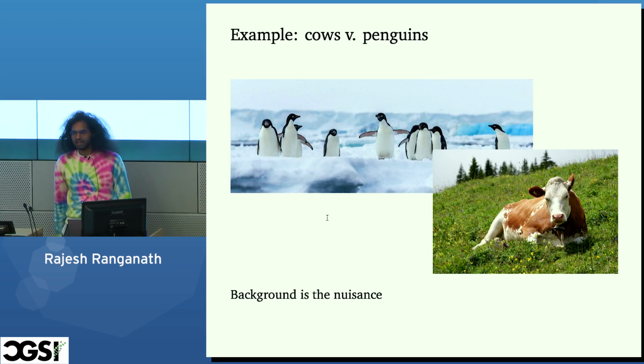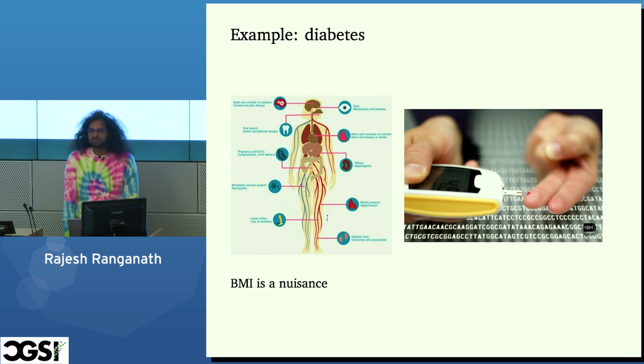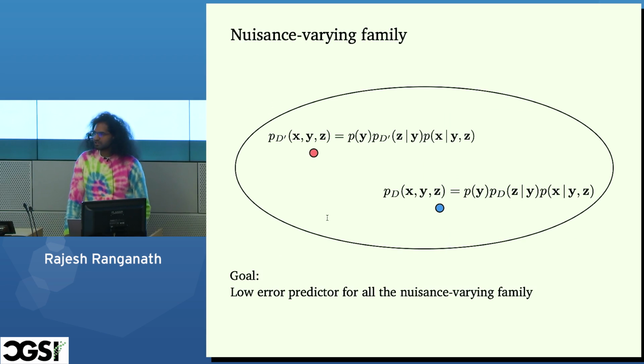In the example of cows versus penguins, the fixed relationship is the relationship between the background, like ice or grass, and the label of penguin versus cow. If I move to a data set where I'm getting all penguins on grass, we'd see a big loss in performance. Another example is diabetes, where the relationship between BMI and the status of diabetes will change in different populations, specifically Asian populations.